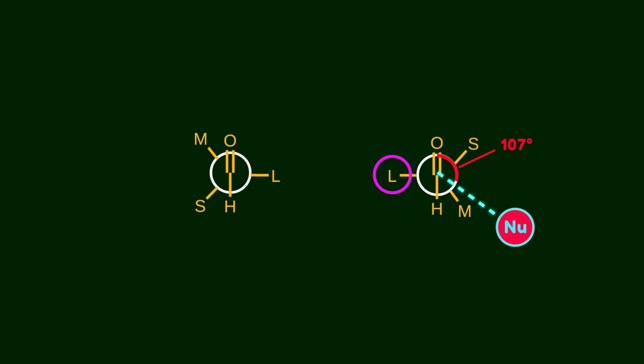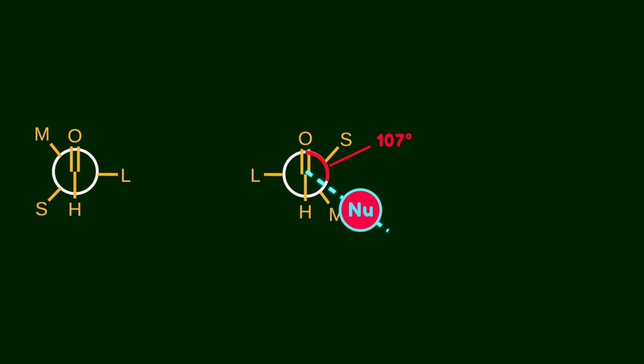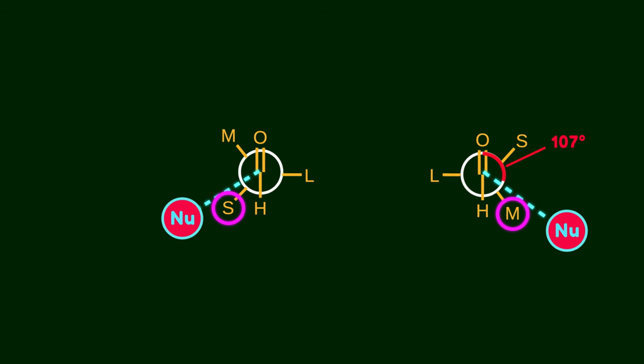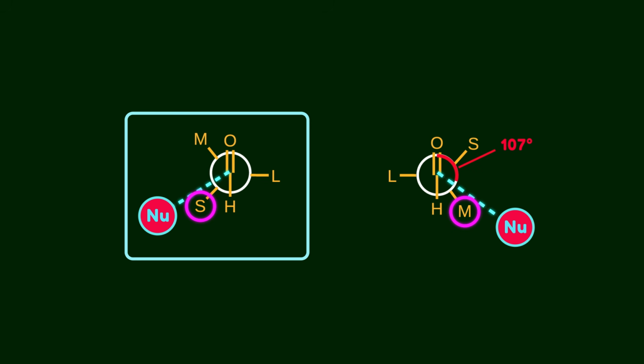In the conformation on the right, when the incoming nucleophile approaches the carbonyl group, it faces the medium-sized substituent, but in our conformation, it faces the small one. Obviously, steric hindrance in this conformation is less than the other conformation, so the transition state is lower in energy. Because of that, this conformation is more reactive.